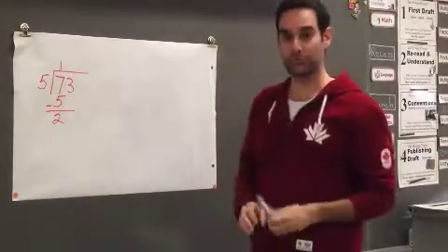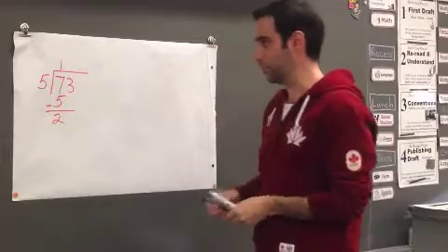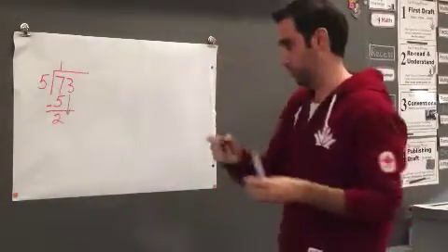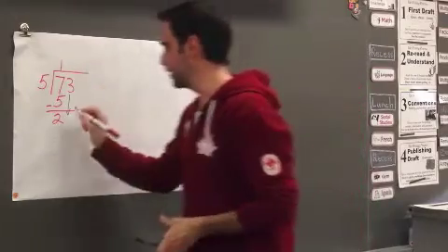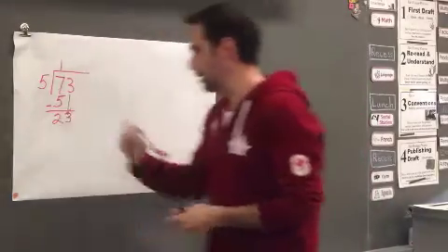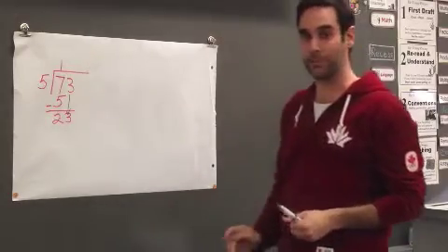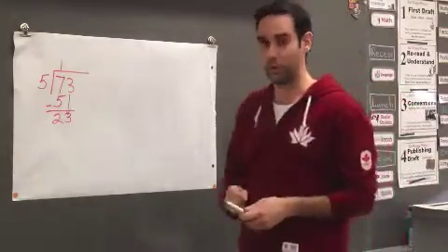Now I need to deal with the 3 that's there. And what I'm going to do is I'm going to bring it down. Bring it down. So we now have 23. Now I need to ask that question all over again. What in the 5 times table will get me close to 23 without going over?